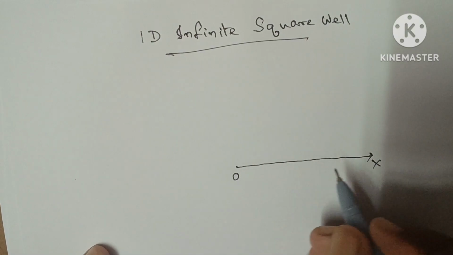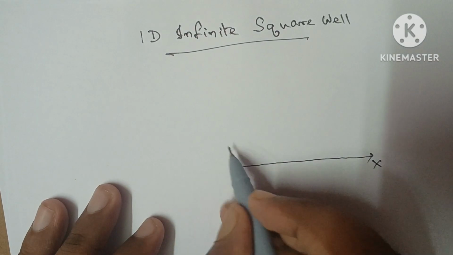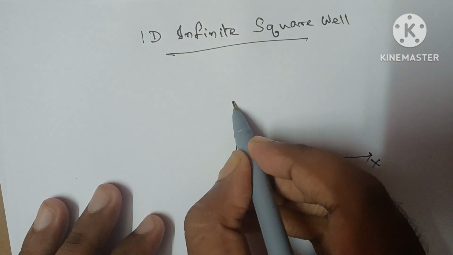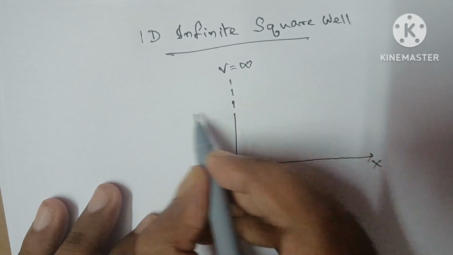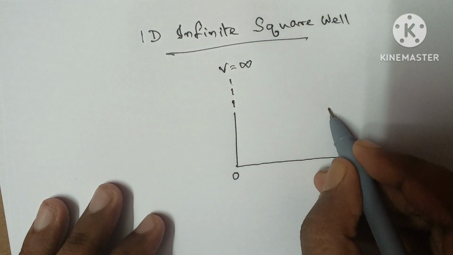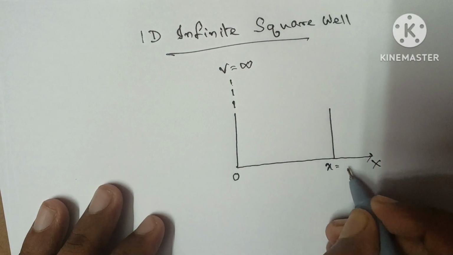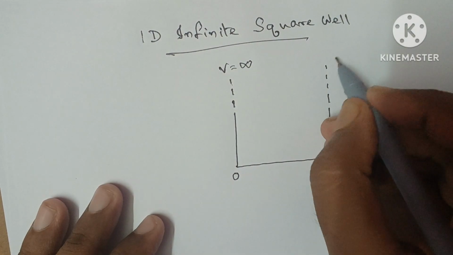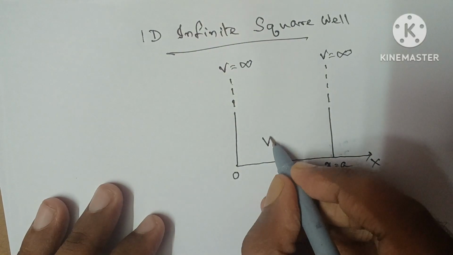This is the origin, and on the negative side along with 0, the potential V is equal to infinity, and along this side it is also infinity. The box runs from x equal to 0 to x equal to a, and here also V equals infinity. So the particle is in between this box where V equals 0.